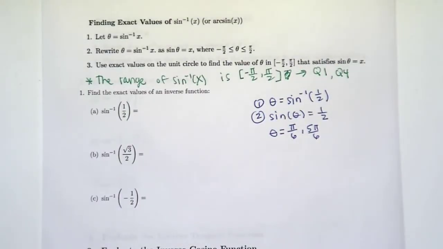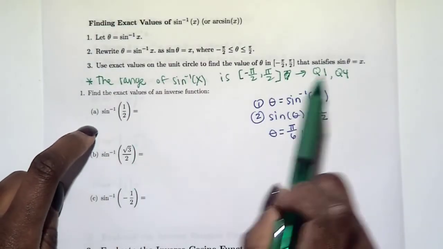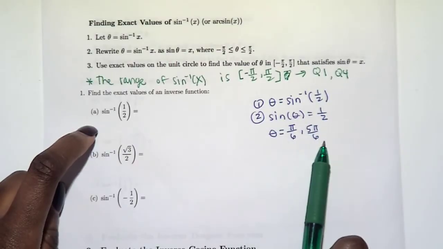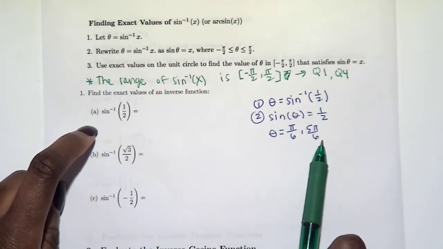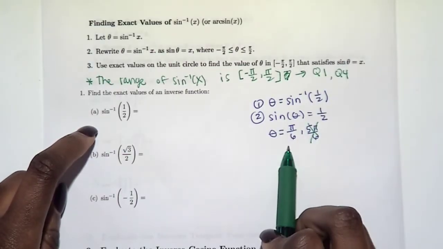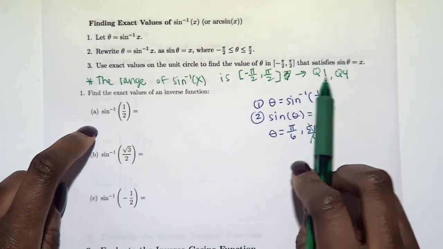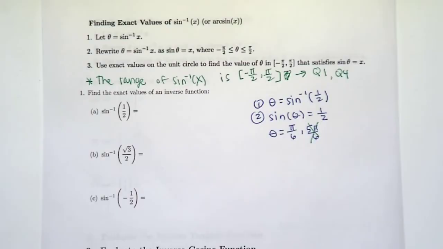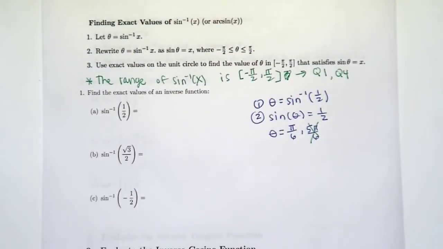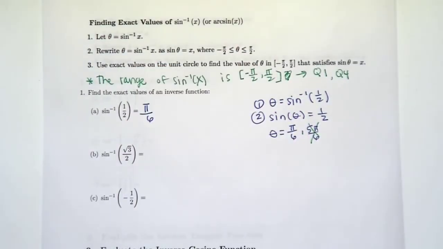That means our answer to this inverse sine function must only be in quadrant 1 and quadrant 4. If we look at pi over 6 and 5 pi over 6, only one of these is in quadrant 1 or 4. Pi over 6 is in quadrant 1, and 5 pi over 6 is in quadrant 2. That is not allowed. So our answer, sine inverse of 1/2, is pi over 6.